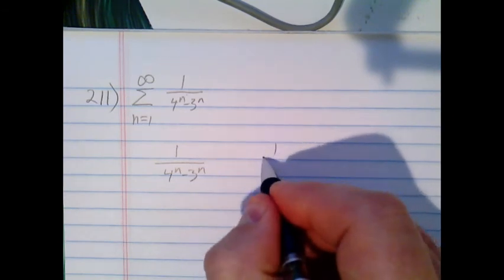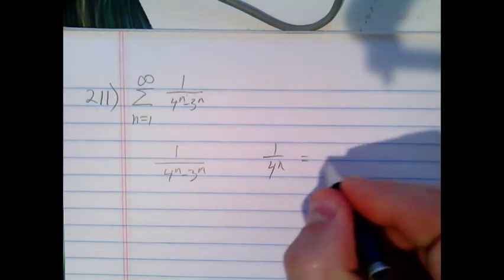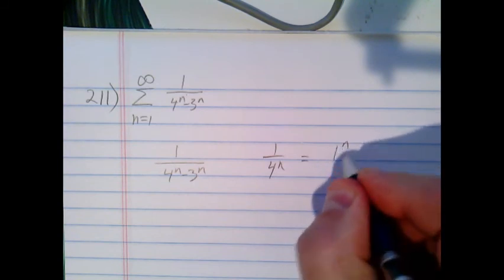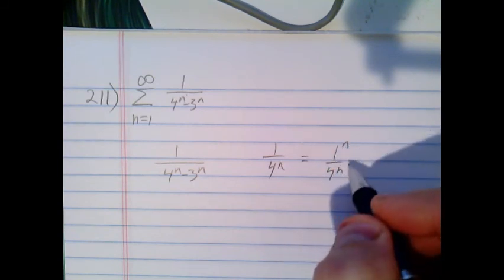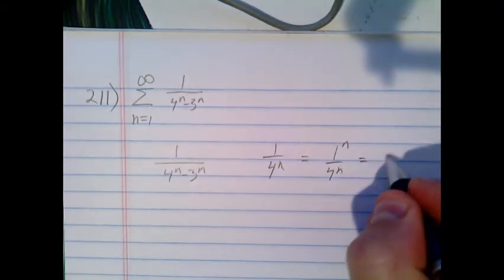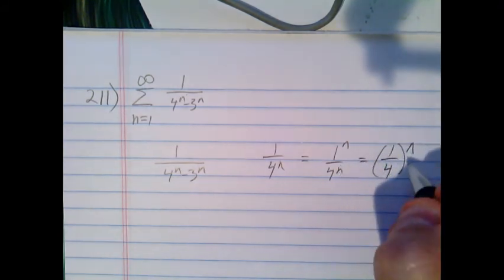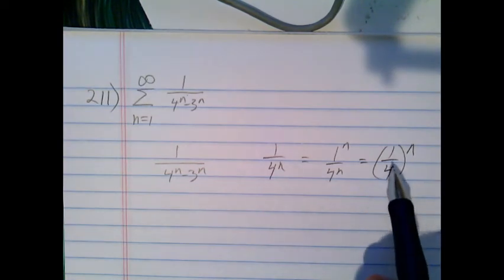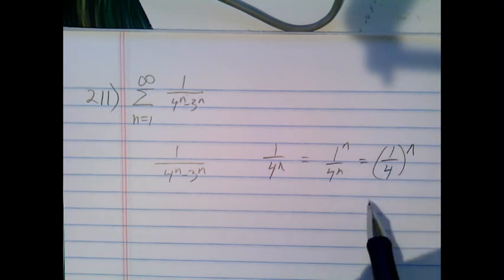Now if I take my nth term and I start trying to simplify it, one way to simplify it is just to drop out a term. So I could drop out that minus 3 to the n and get 1 over 4 to the n. 1 over 4 to the n is the same thing as 1 to the n over 4 to the n, since 1 to the n is still 1. And that's the same thing as 1/4 to the n. That right there is a convergent geometric series. Convergent because the r value is between 1 and -1.